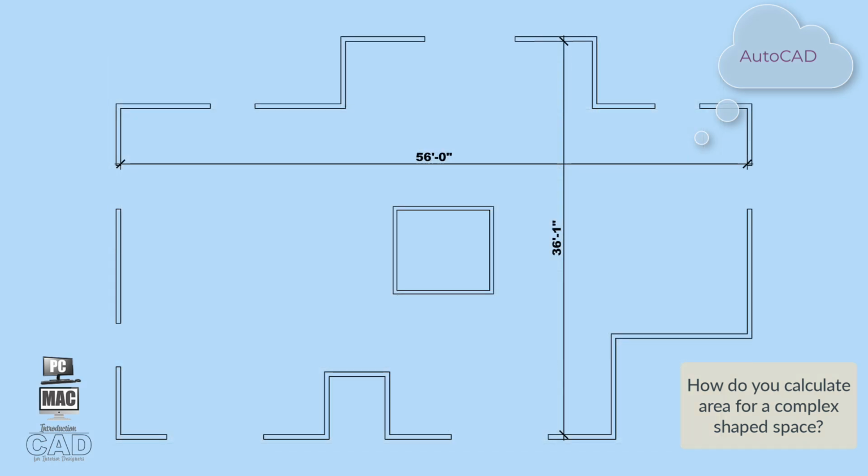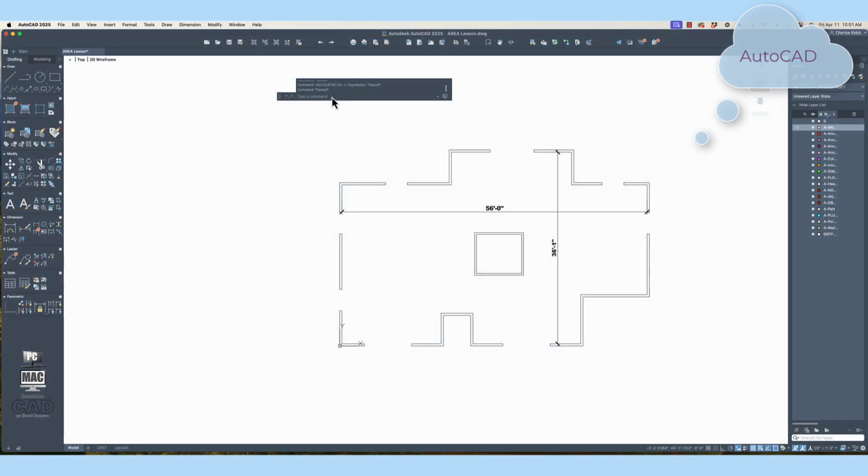Let's look at this plan view example. Obviously, multiplying the overall width of the space, which is 56 feet 0 inches, by the overall length of the space, which is 36 feet 1 inch, would not be an accurate measurement. Using the AutoCAD calculator, I can multiply these two values together for an overall square footage of 2,016 square feet, but that would not be accurate.